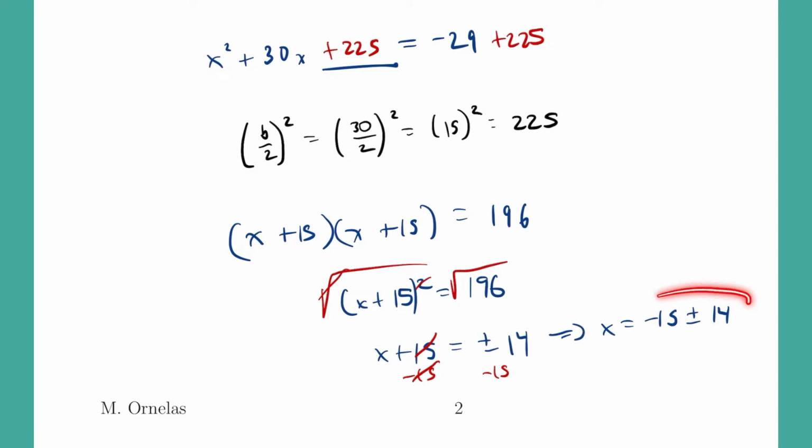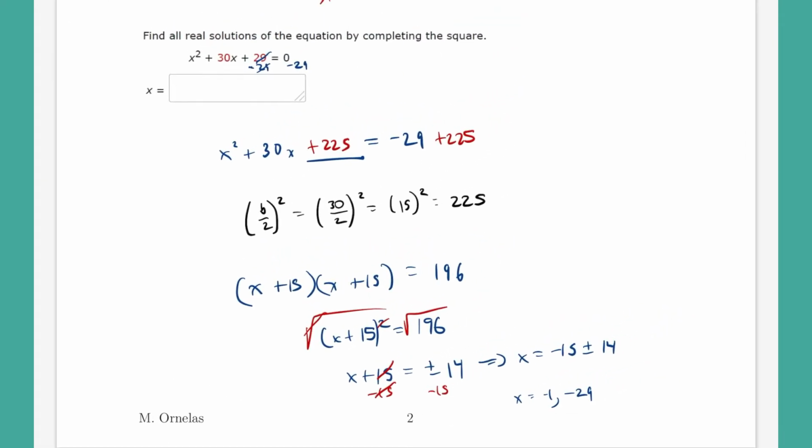So now we have no radicals, we have like terms, so we can separate the plus and the minus. Let's do the addition first. Negative 15 plus 14 equals negative 1, comma. Now we can do the subtraction. Negative 15 minus 14 is negative 29. That is our final solution.